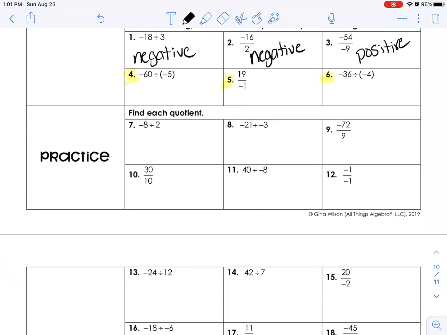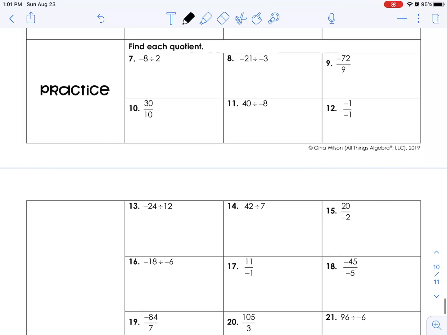And then let's take a look at actually solving these, so doing the math behind it. Number 7, so we're going to divide just like we normally divide. 8 divided by 2 is 4. But then we have a negative and a positive. So our two signs are different, so it's going to result in a negative answer.